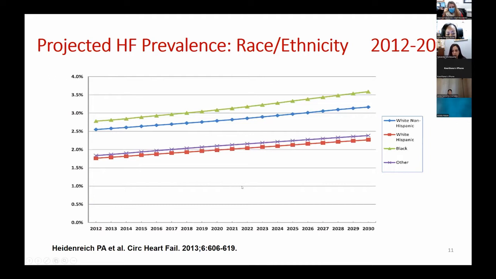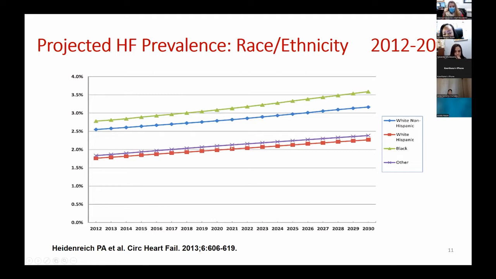If you look at this slide, you'll see that heart failure prevalence is projected to increase over time. But it's projected to increase more in certain groups versus others. The group represented in green at the top is Black, in blue is white, non-Hispanic, and red represents Hispanic, okay?